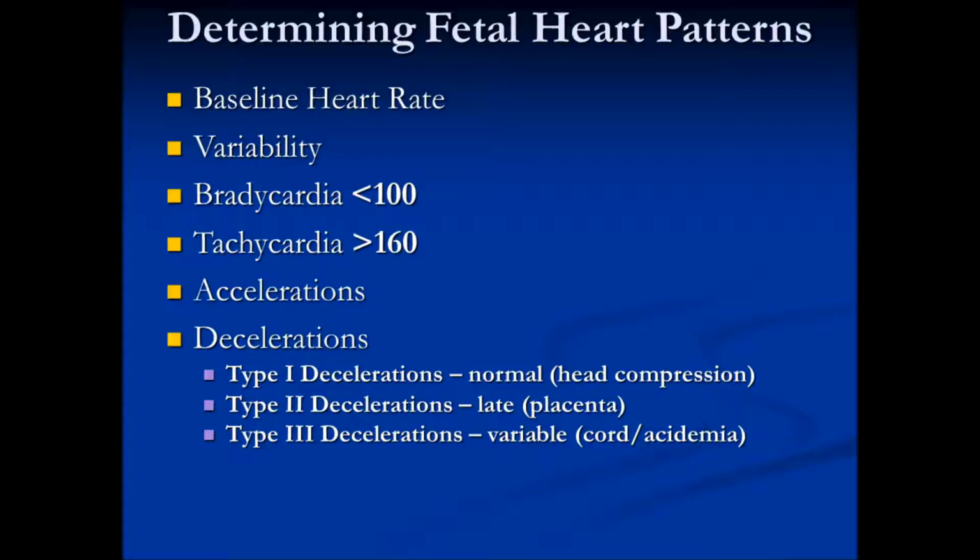Sympathomimetic drugs are used to stop the contractions. An example of a simple sympathomimetic that you would use is ritodrine, salbutamol, and terbutaline. And terbutaline is the most common drug given in this situation.